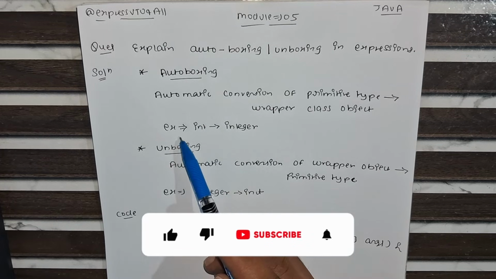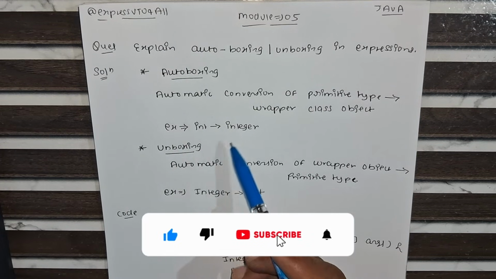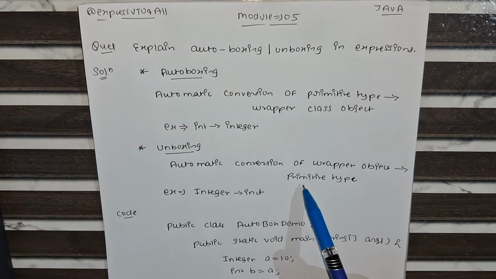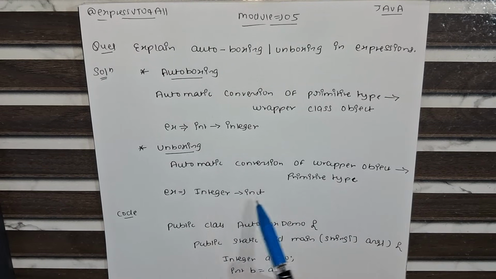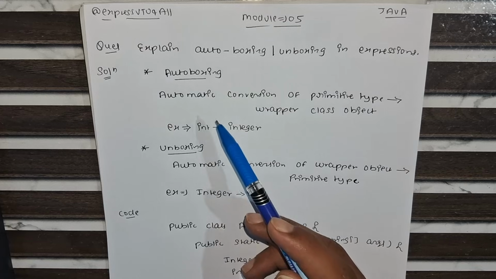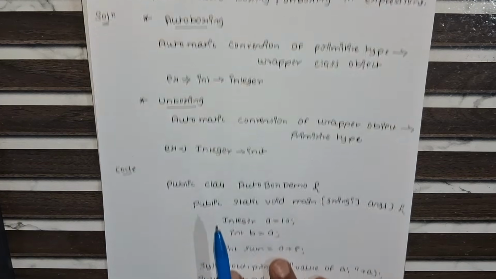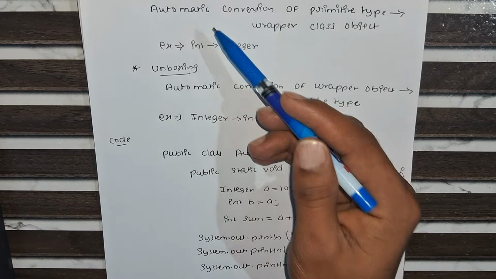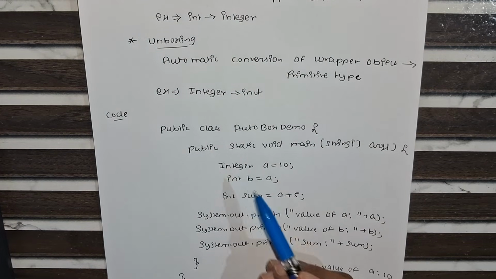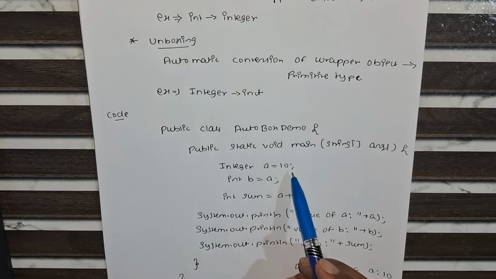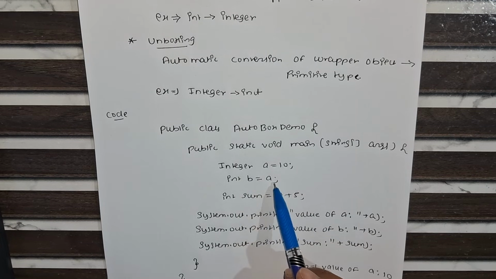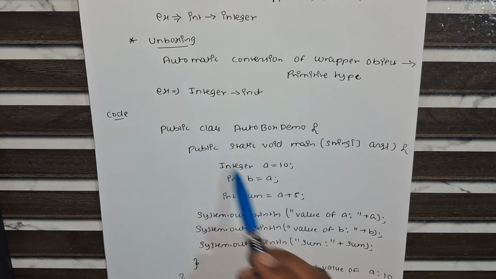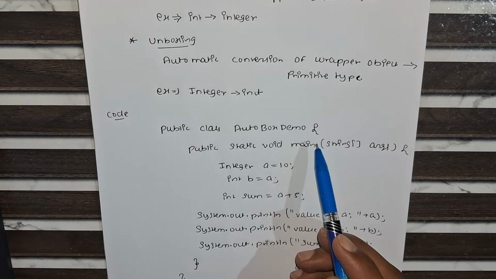Now this is an example. It means this int converts into Integer. But in unboxing, automatic conversion of wrapper object into primitive type. Example, Integer to int. This is the difference between autoboxing and unboxing. Now we are looking for an example related to autoboxing or unboxing. So int a equals 10. This is nothing but autoboxing, and int b equals a. This is our unboxing.